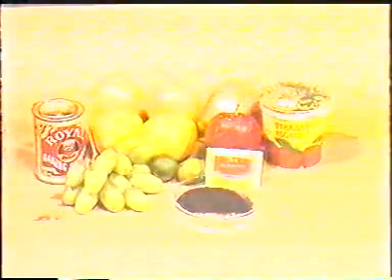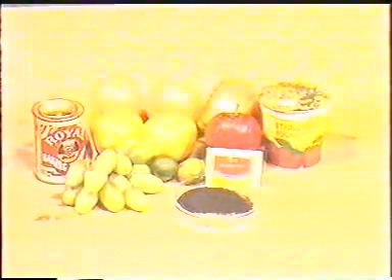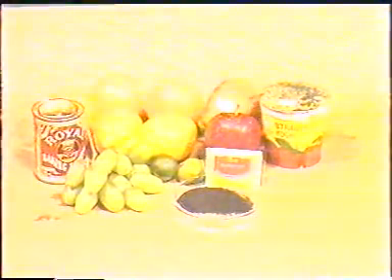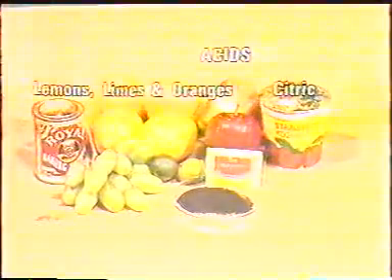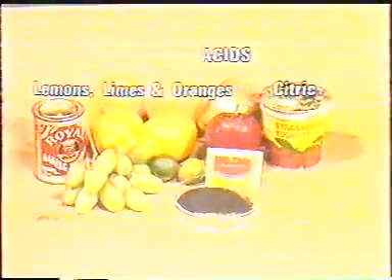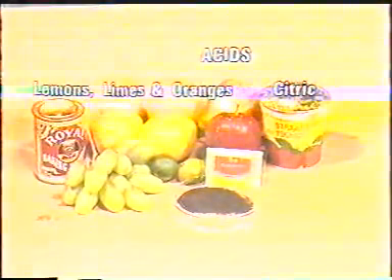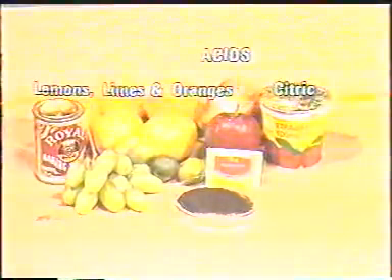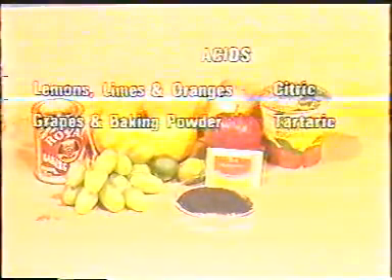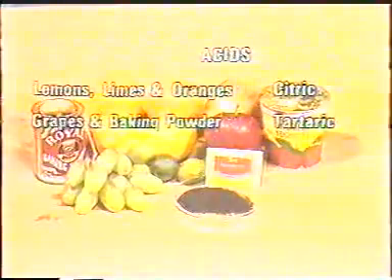Boys and girls, in today's program, Jennifer and I will be discussing acids, bases, and salts. These are common compounds which we use in everyday life. Some acids are harmless and edible. They are citric acid, which can be found in lemons, limes, and oranges. Grapes and baking powder contain tartaric acid.